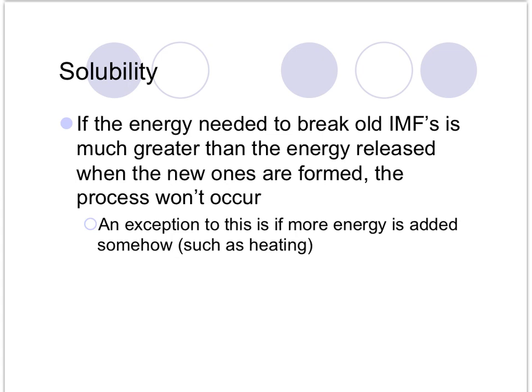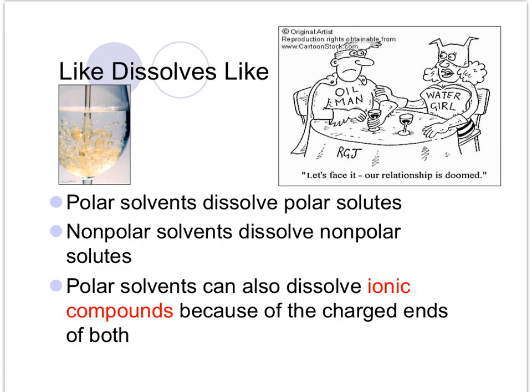If the energy needed to break the old intermolecular forces is much greater than the energy released when the new ones are formed, solvation will not occur. We say that the substance is insoluble. We have a rule of thumb called "like dissolves like" that will help us predict whether substances can dissolve or not in other substances. Like dissolves like pretty much says that polar solvents can dissolve polar solutes.